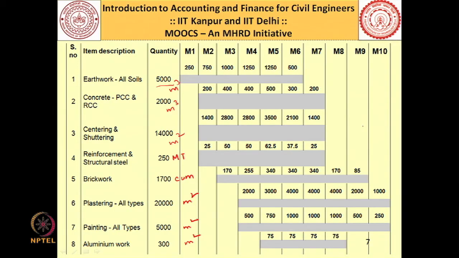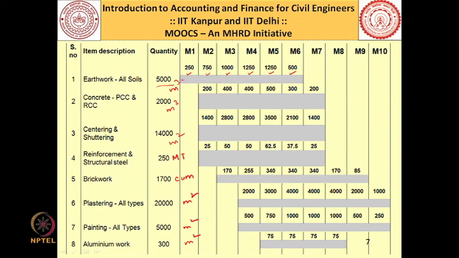I will illustrate how to prepare other schedules, but before that we will start with labor schedule first. Now, you can see here, out of this 5000 cubic meter of earthwork, I plan to do 250 cubic meter in month 1, 750 in month 2, 1000 in month 3, 1250 in month 4, 1250 in month 5 and 500 in month 6.